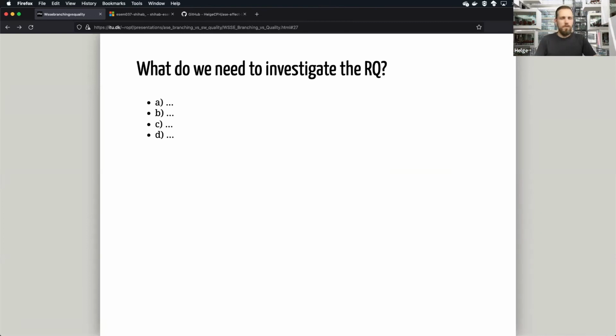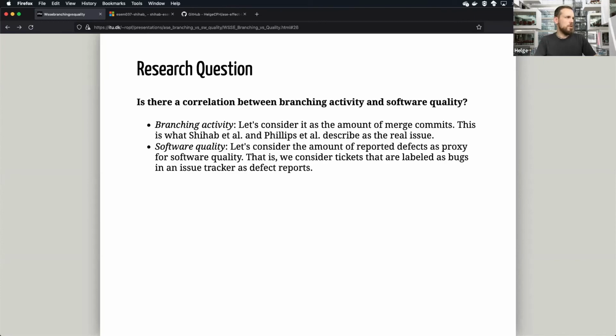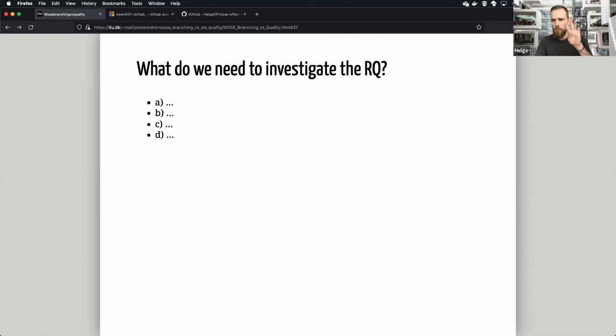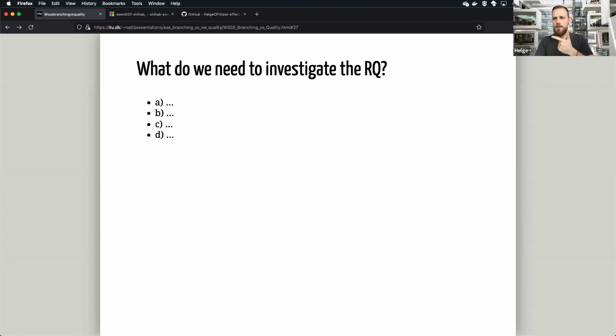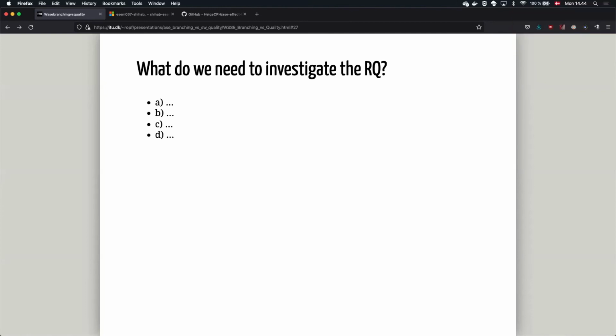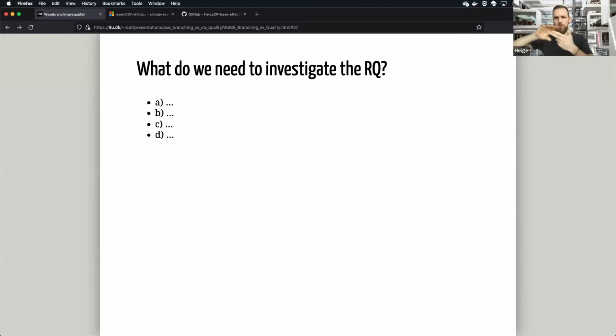What do we need to investigate our research question? Our research question: is there a correlation between branching activity and software quality? I think we need 4 things. Let's brainstorm quickly. What do we need? Data. Merge history. Nice, we need data on merge history. Data on bugs. Nice, issues history. Issue history as data on bugs. We take them together. Exactly.